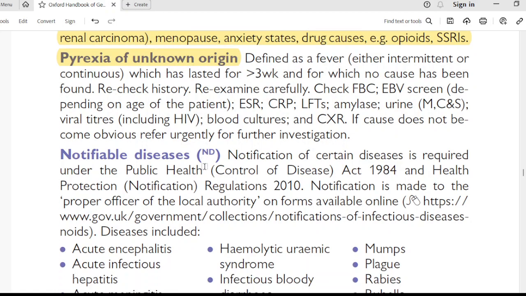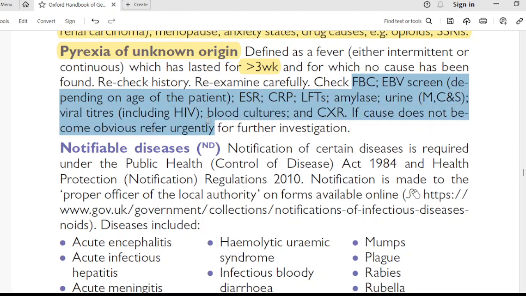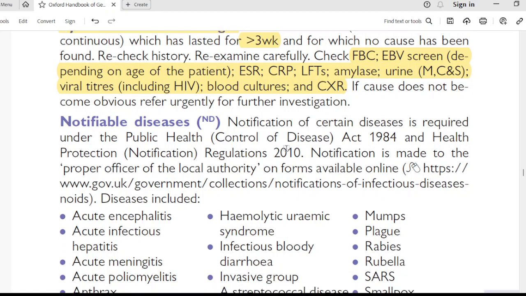Pyrexia of unknown origin. Defined as fever, either intermittent or continuous, which has lasted for more than 3 weeks and for which no cause has been found. Recheck the history. Re-examine carefully. Check FBC, EBV screen depending on the age of the patient, ESR, CRP, LFTs, amylase, urine microscopy and culture sensitivity. Viral titers including HIV, blood cultures, chest X-ray. If the cause does not become obvious, refer urgently for further investigation.